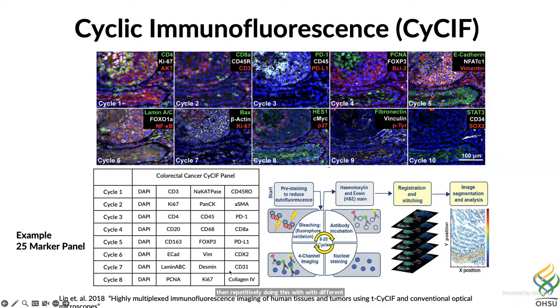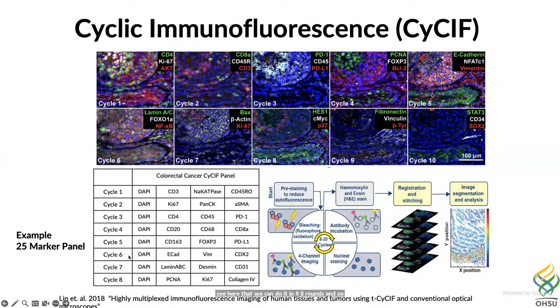And so over successive rounds you can build up a panel of dozens of different markers that measure protein expression within a single sample. In the bottom left here, I show an example panel. We call the set of markers that we're imaging here a panel. This is an example panel done on a colorectal cancer sample. This is a 25 marker panel, and you can see that we can do it in eight rounds.